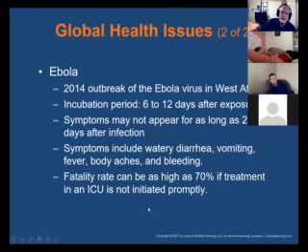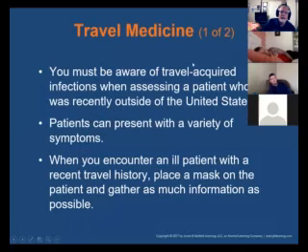If ICU treatment is not initiated promptly, even with ICU treatment, it has an extremely high mortality rate or fatality rate. So travel history is very important. Somebody has a medical complaint, and as you are getting a history, you get your SAMPLE history, you get your OPQRST, you pull in your TACOS, you've remembered all three of those. Don't forget to ask about travel history.